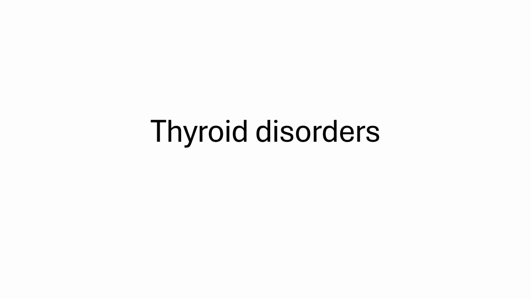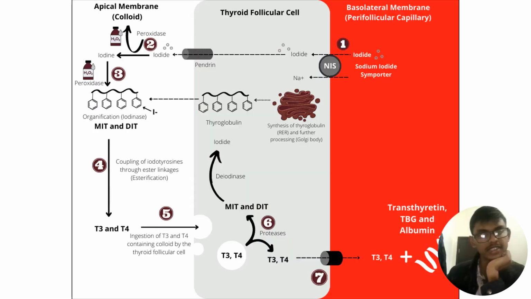So let us begin. So guys, first of all, you need to understand the biosynthesis of thyroid hormones. First of all, I'll give you an orientation. The color red is for the blood. The color yellow is for the cells, and the colloid is colored by the green color.